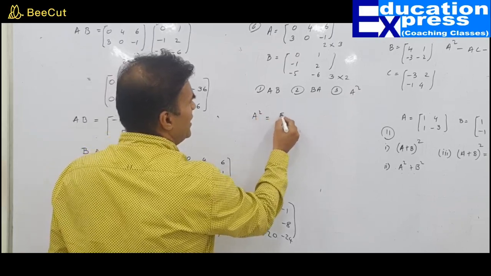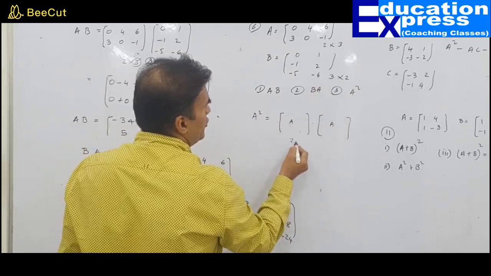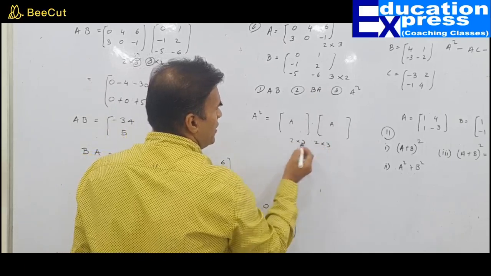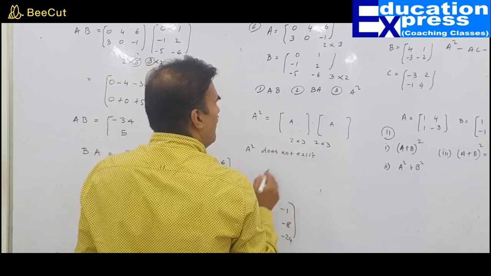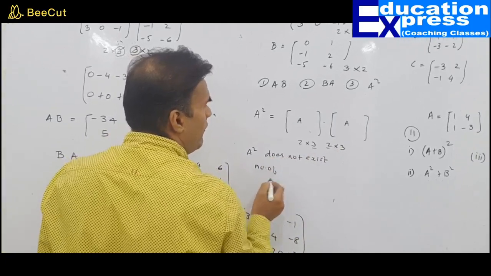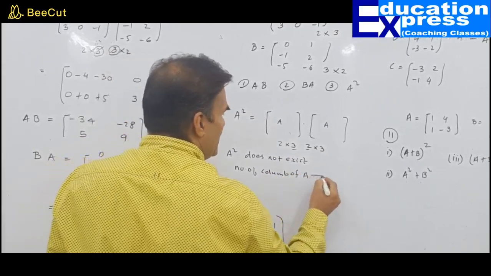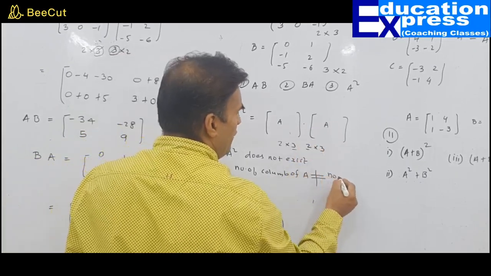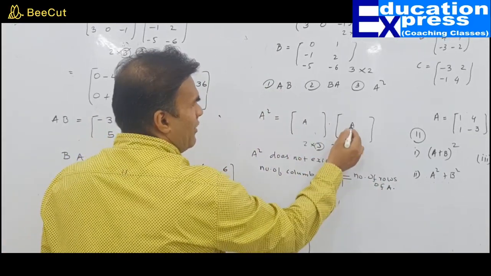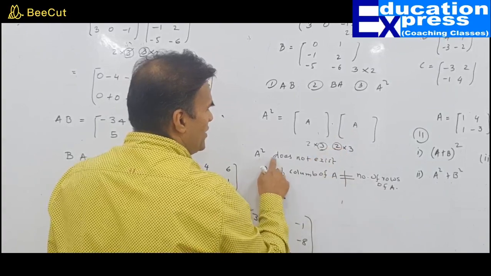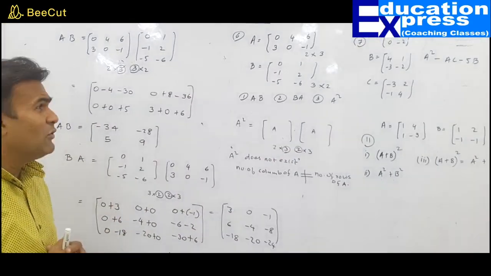What is A square? A square would be A into A. So let us see the order of A. What is the order of A? 2 into 3. Oh, A square does not exist. Why does it not exist? Number of columns of A is not equal to number of rows of A. Therefore, A square does not exist. That's it. So simple. They cannot multiply. And we have already discussed the same property.